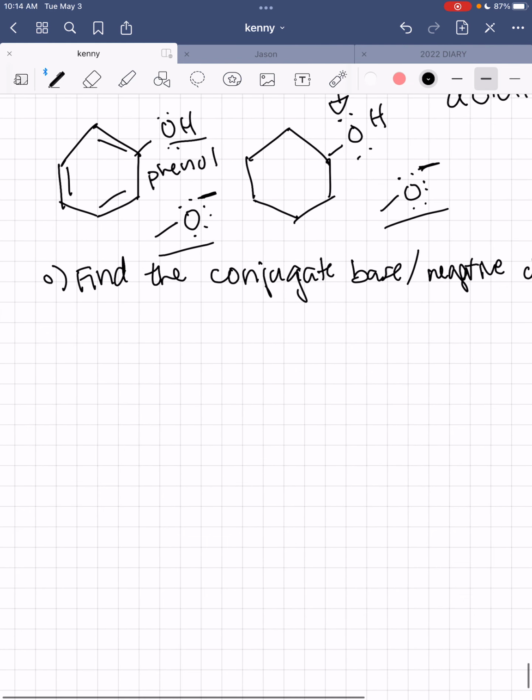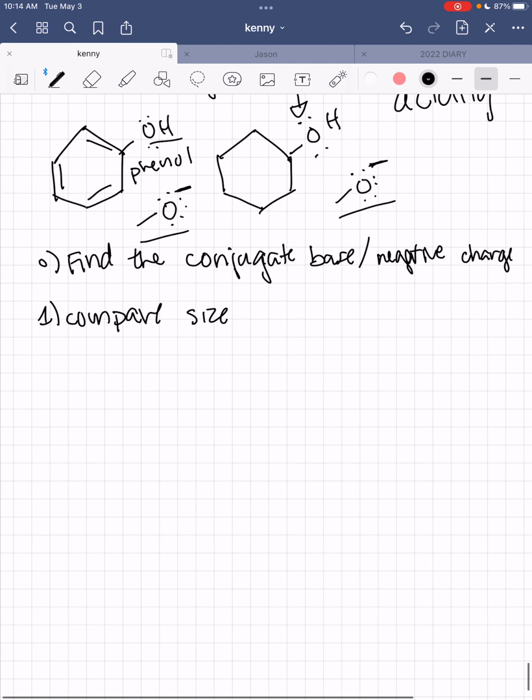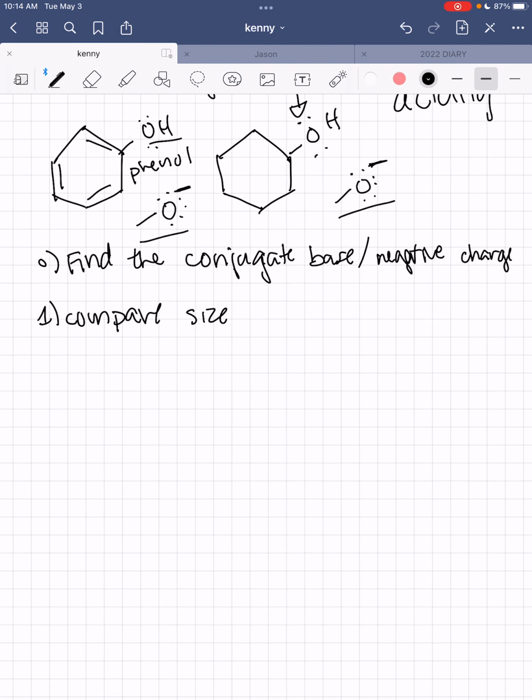So step 1, compare size. Sorry for my bad handwriting, but compare the size of the atom that the negative charge is attached to. In this case, it's oxygen versus oxygen, so it's the same.